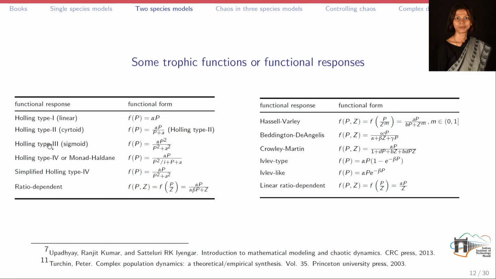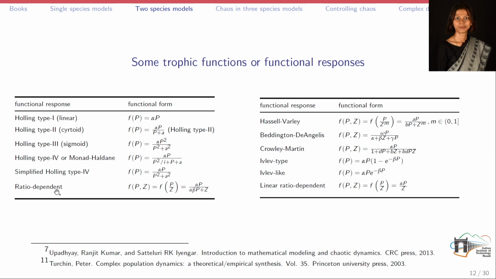Another one is Holling type 3 functional response. It is of the form alpha p square upon p square plus a square. Then Holling type 4 functional response. All these four functional responses were given by Holling, hence they are named after him. Holling type 4 functional response takes the form alpha p upon p square upon i plus p plus a. Other than that, there is the simplified Holling type 4 functional response, which is a simplification of this Holling type 4 functional response. This is alpha p upon p square plus a square.